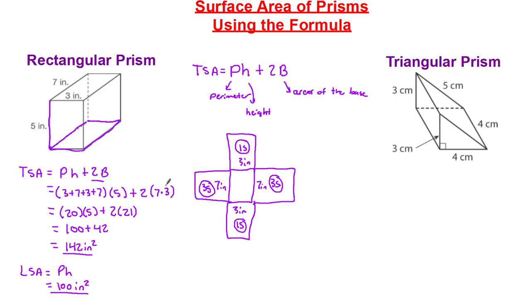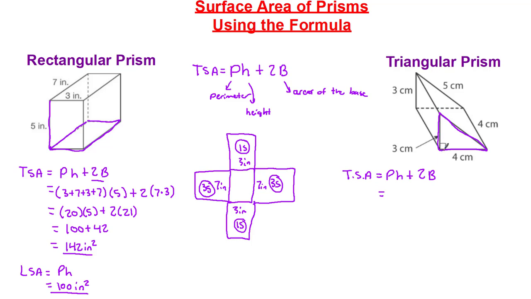All right, let's move on to the second example. We have our total surface area is going to be equal to the perimeter times the height plus 2 area of the bases. Now, our perimeter in this case is going to be this right here. We need to find the perimeter of the base. And since it's a triangular prism, the base is the triangle.